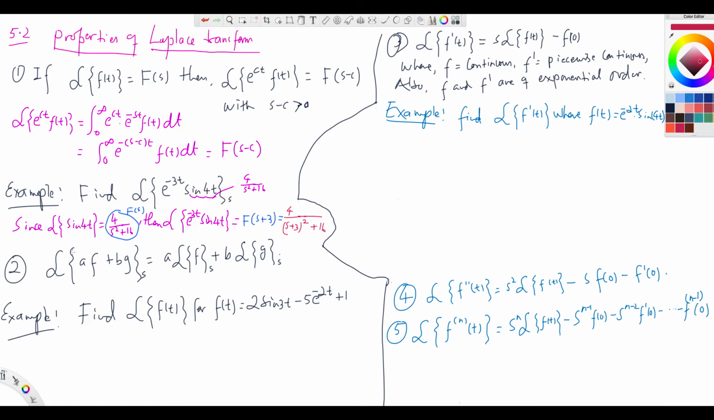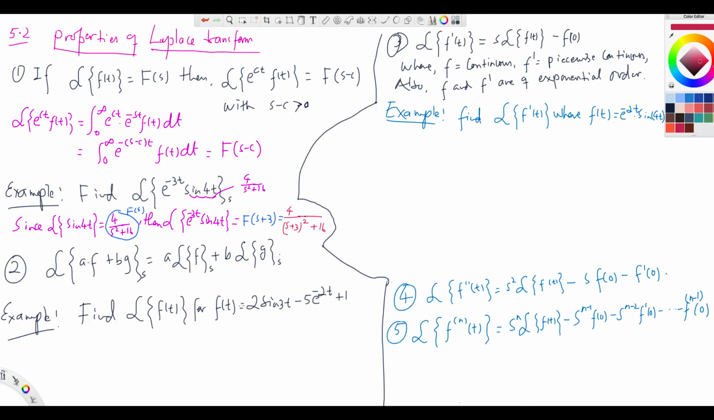The second property is the linearity of the Laplace transform. What it says is, if you are trying to find the Laplace transform of a times f plus b times g, where a is a constant and b is another constant, then you can pull a out and take the Laplace transform of f, and then plus you can pull b out as well and take the Laplace transform of g. Let us do this example just to show.